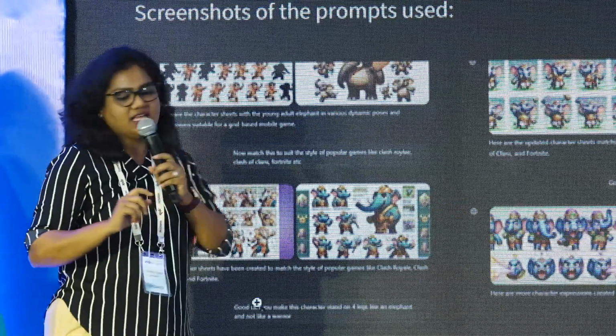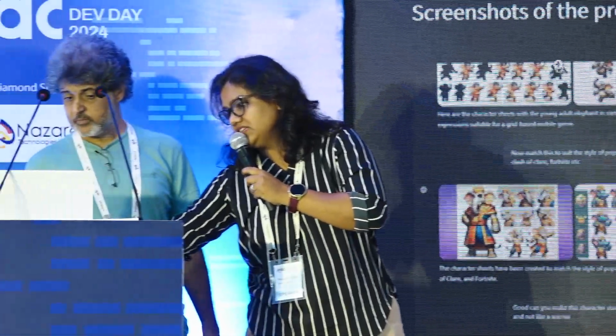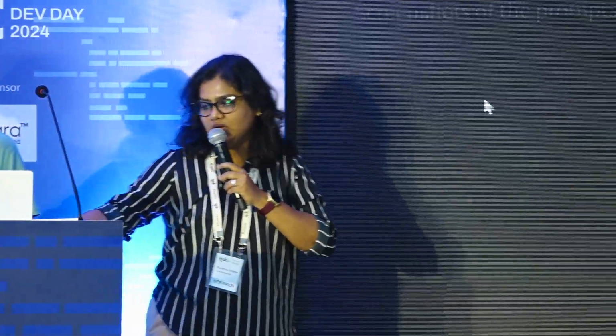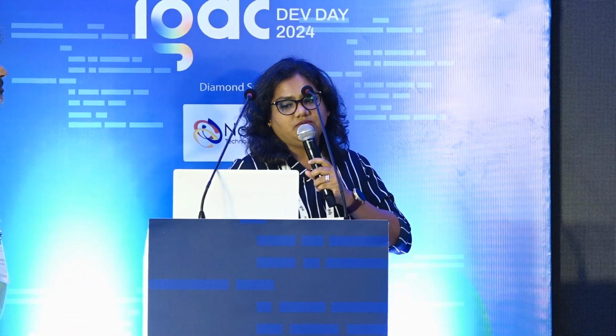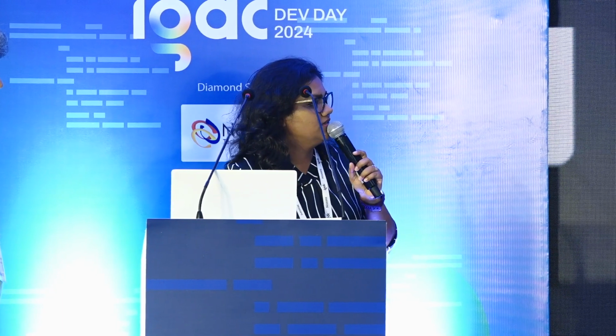Now these are the prompts which we gave. In the interest of time, I'll not read out the prompts, but I'll quickly take you through the iterative process. When we said, hey, create an elephant, this is what it made initially. It gave me a human style elephant. It gave me a tribal style elephant. So there was a lot of iteration we had to do.